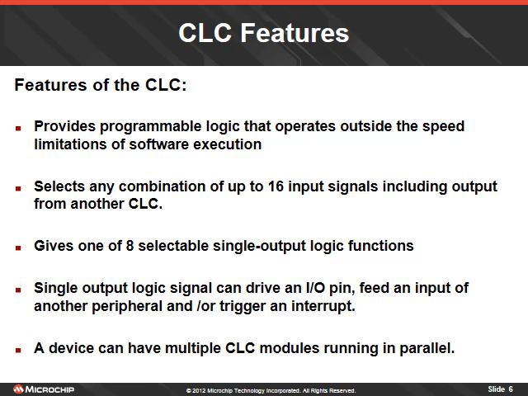The CLC includes the following features. The CLC offers digital logic control that runs outside the limitations of software. Input options include up to 16 different choices. Inputs can include various device peripherals, including I/O pins, timers, and even outputs from other CLC modules. This allows CLC modules to be cascaded. There are 8 different single output logic functions to choose from. A CLC output can drive an I/O pin or trigger an interrupt, or do both. Depending on the size of the device, a PIC MCU can have multiple separate CLC modules.